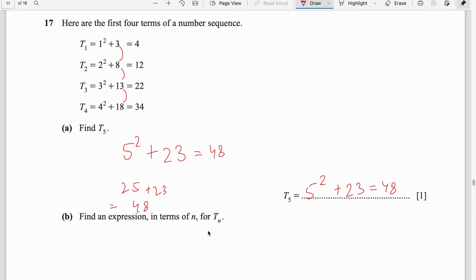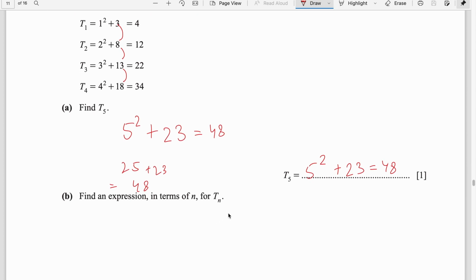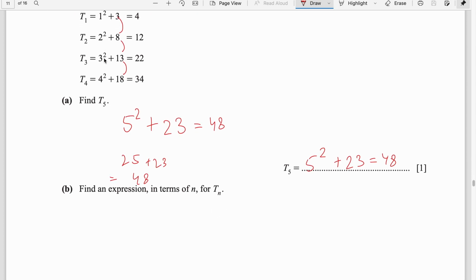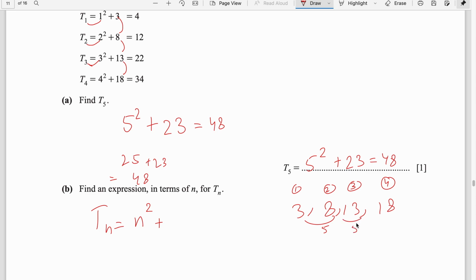Find an expression in terms of n for Tn. This sequence is straight away n squared: n is 1, this is 1; n is 2, this is 4; n is 3, this is 9. So for Tn, this is n squared plus something. Now at 1 it is 3, at 2 it is 8, at 3 it is 13. So we know 3, 8, 13 and 18 for 1, 2, 3 and 4 for the value of n. This is a difference of 5 each time.